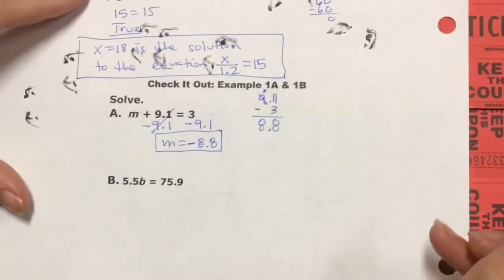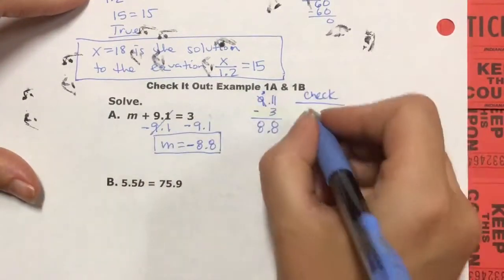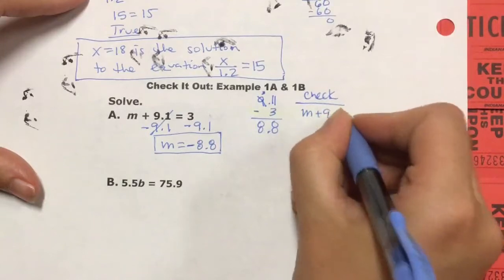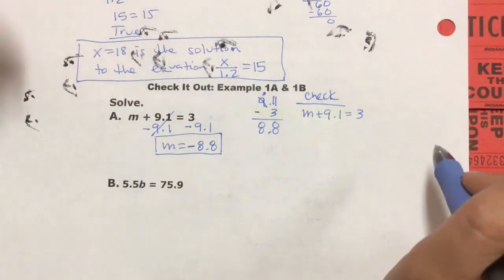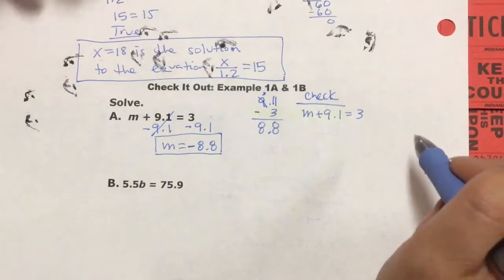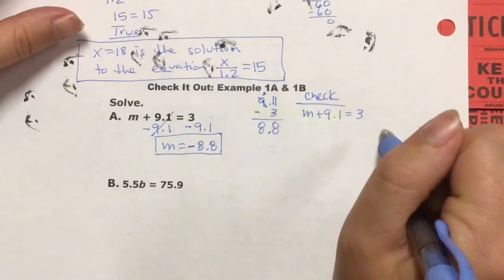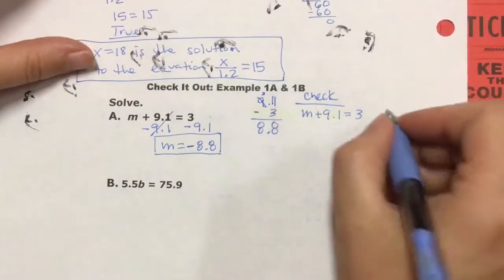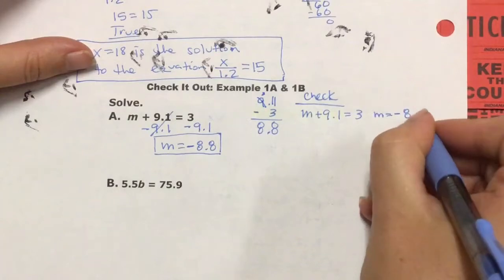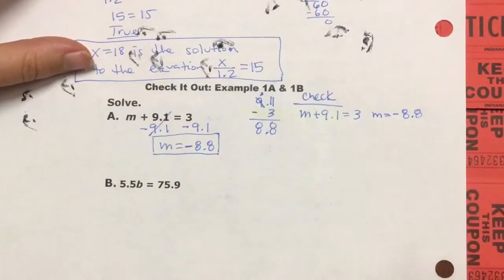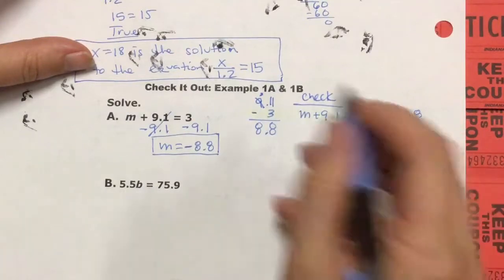But now we need to check our answer. So we are going to write the original equation, M plus 9.1 equals 3. This is what you need to have on your paper every single time. When we're doing equations, we are checking by hand. Okay, write the original equation every single time. And then we are going to evaluate when M equals negative 8.8. Perfect. Let's substitute it in. Instead of writing M, I'm writing negative 8.8.